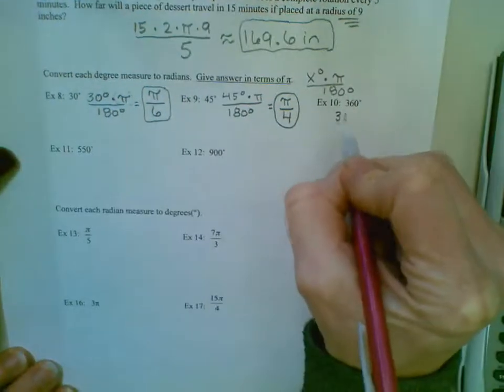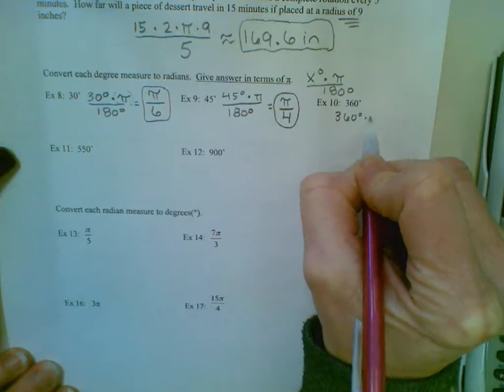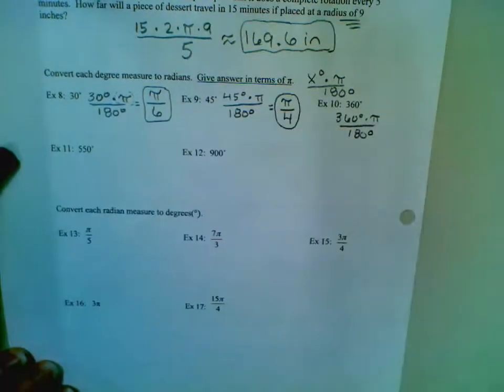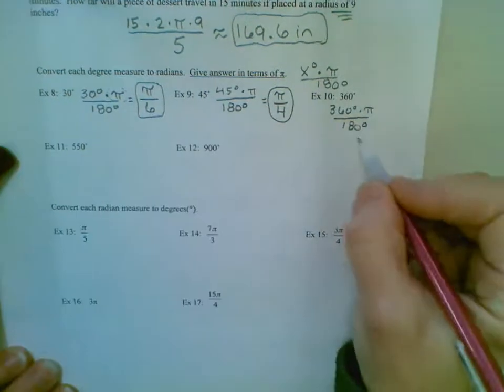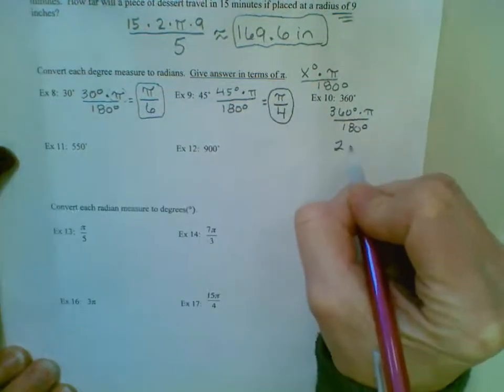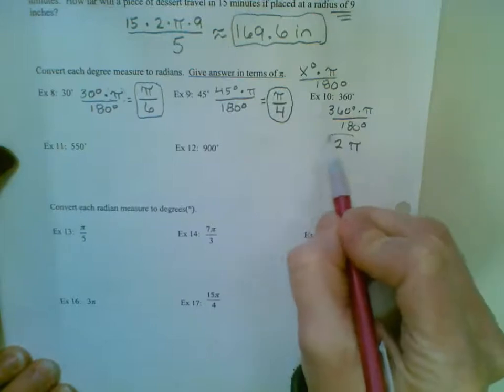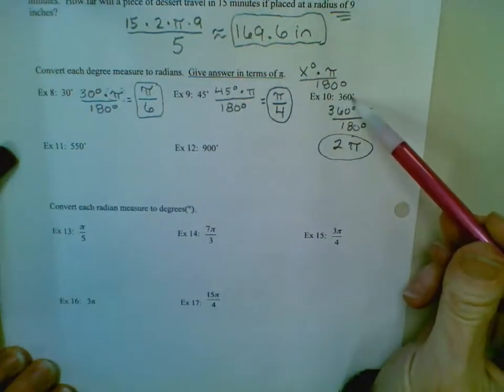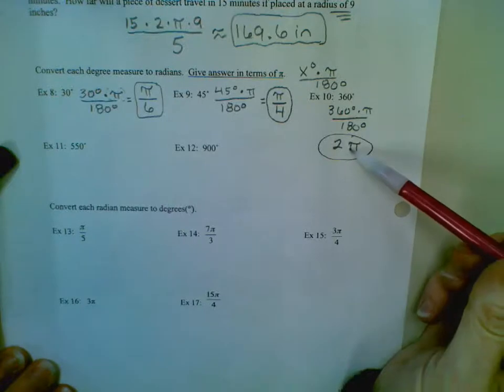360, so 360 times pi over 180. That reduces to 2, right? 360 divided by 180 is 2, and then attach your pi. So that's an important one. A full circle, one full rotation, is equal to 2 pi in radians.